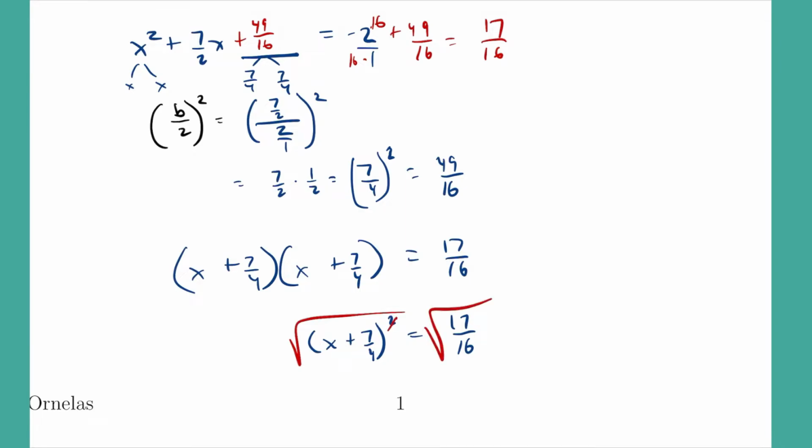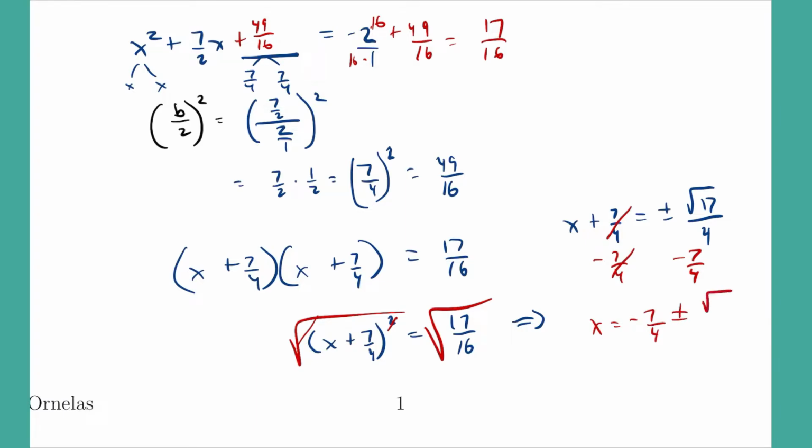Taking the square root of both sides gives us x plus 7/4 equals plus minus. Don't forget the plus minus. 17 is not a perfect square. However, 16 is. 16 becomes 4 when you take the square root of it. And then our final step is to subtract 7/4 from both sides. So x equals negative 7/4 plus or minus radical 17/4. Notice you have a common denominator, so I would combine those two fractions into a single fraction, just like that.